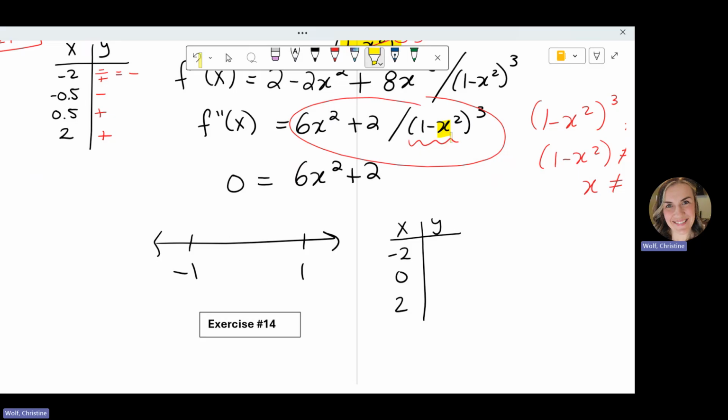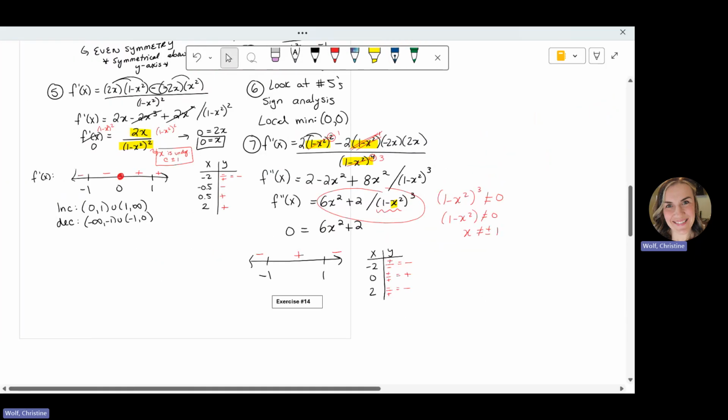So when I plug in -2, square it, that's +4. 1 minus 4 is -3. A negative cubed will remain negative. So positive always on top, negative on the bottom, that'll be negative. Okay, 0 on the bottom, 1 minus 0 is 1. 1 cubed is 1, that's positive. So here I have a positive over a positive, that's positive. And whenever I plug in 2, it's going to be the exact same scenario as that guy. Okay, so 1 minus 4, it's negative. When I cube the negative, it's still negative. So negative over a positive. Okay, so negative, positive, negative. There we go. And this tells me my concavity.